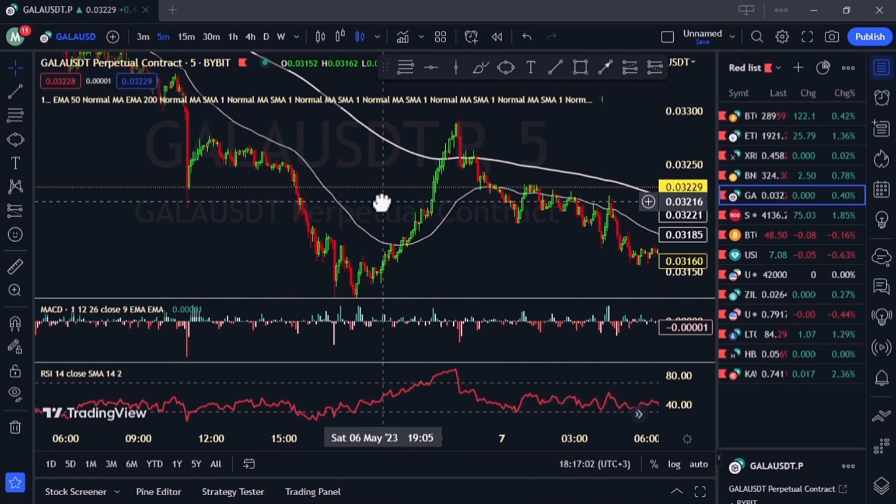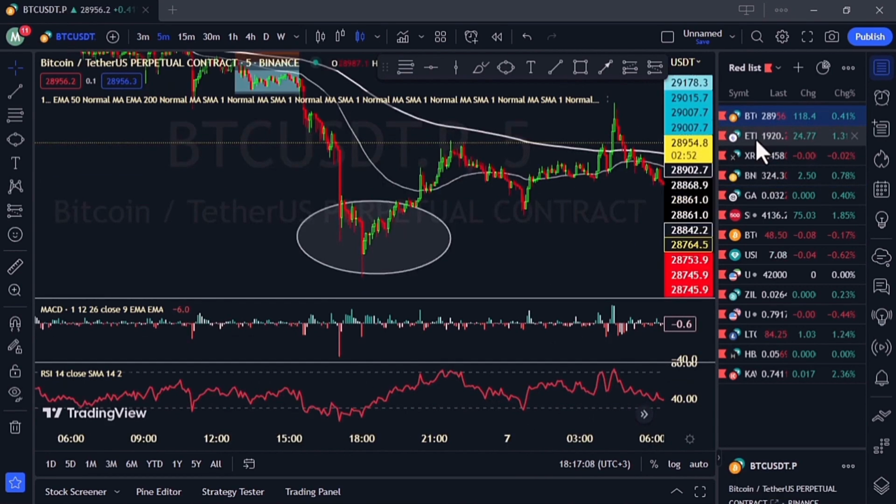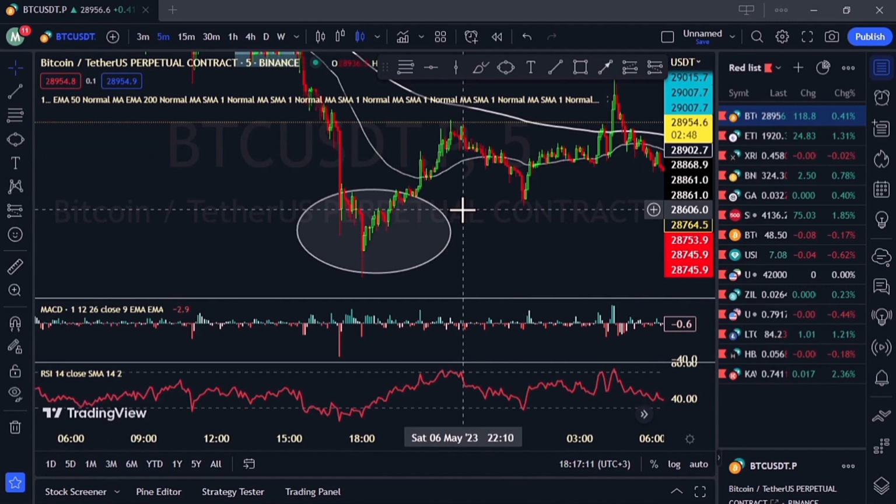Go do your research, do your backtesting, and you're going to realize what I'm telling you. Another thing which I want to mention is that you have two options.